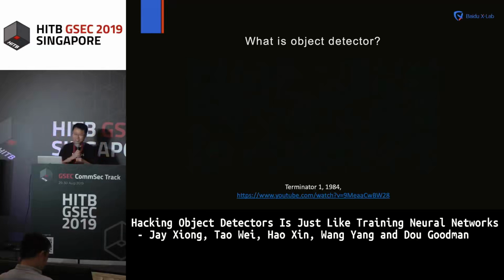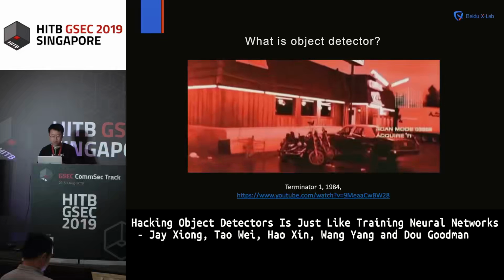Okay, so the main idea is to show you what an object detector is and its application scenarios. It can be applied to smart robotics like self-driving cars, and also surveillance cameras, or maybe in a factory, like monitoring the workers' behavior and preventing them from performing something dangerous.